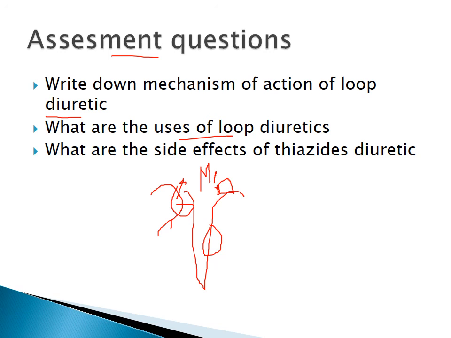Now at the collecting duct we have the potassium sparing diuretics, which spare the potassium, so their side effect may be hyperkalemia, and they also inhibit the action of the aldosterone receptor at that segment. So this is all about the diuretics, and thank you for your today's lecture.